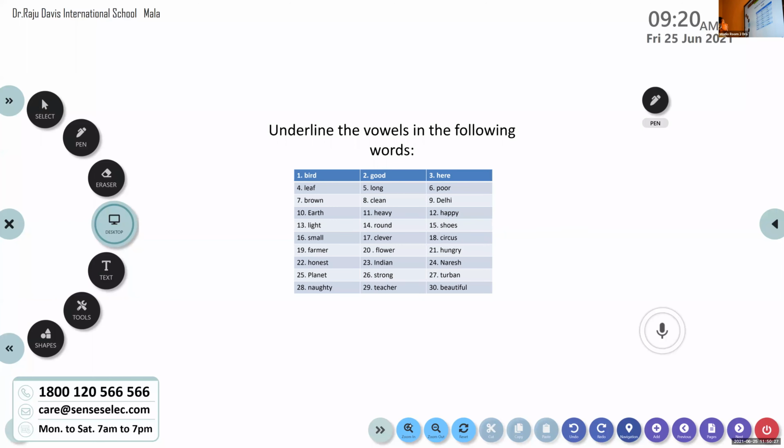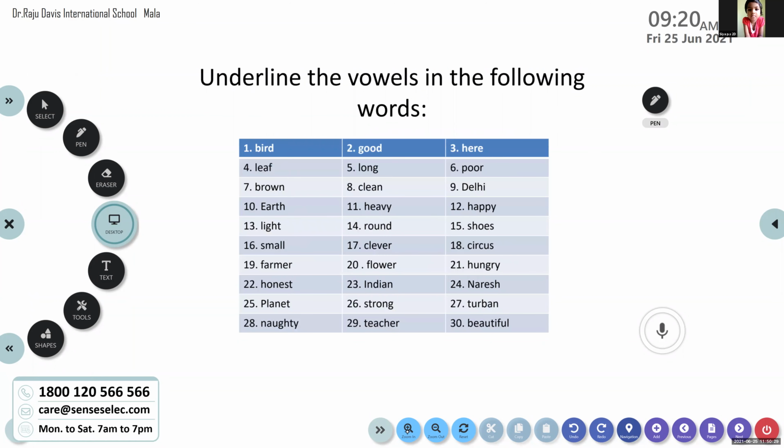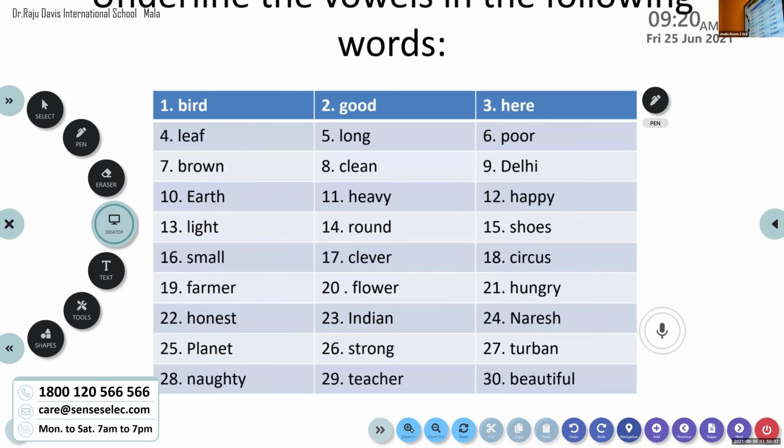Now finally, we'll move on to the final exercise, that is exercise D in worksheet 1. Today we have to finish worksheet 1. It is a very, very easy exercise. What are we supposed to do? We have to underline the vowels in the following words. Is that not quite easy, children? Can we do it? Are you all ready with your pencils?